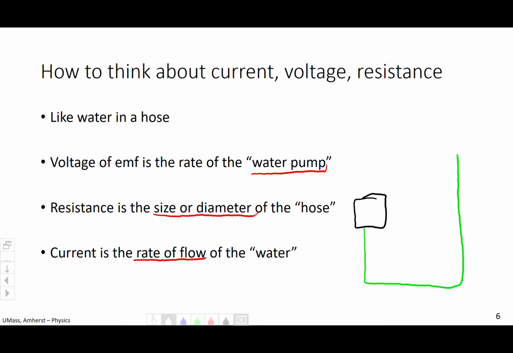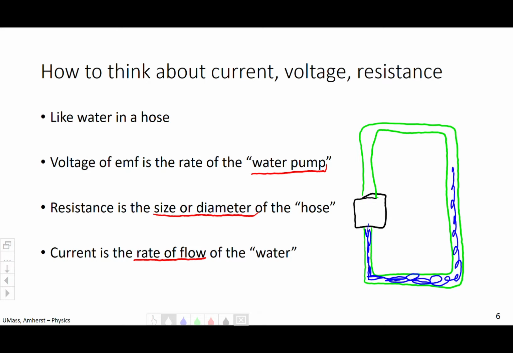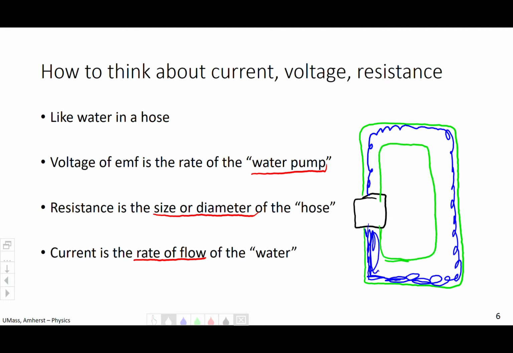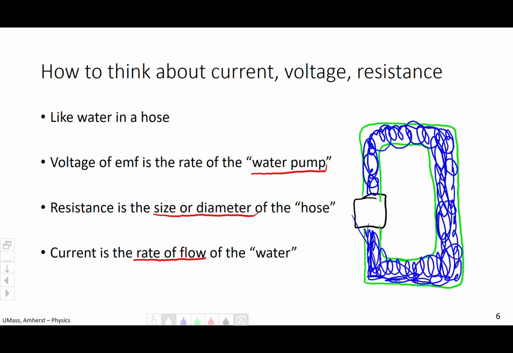We have some hose that we are trying to deliver some water through, right? So the pump is pushing the water. If we have a much wider hose, then we are going to be able to push a lot more water with the same pump, right? But we'll talk more about how that works in a second.